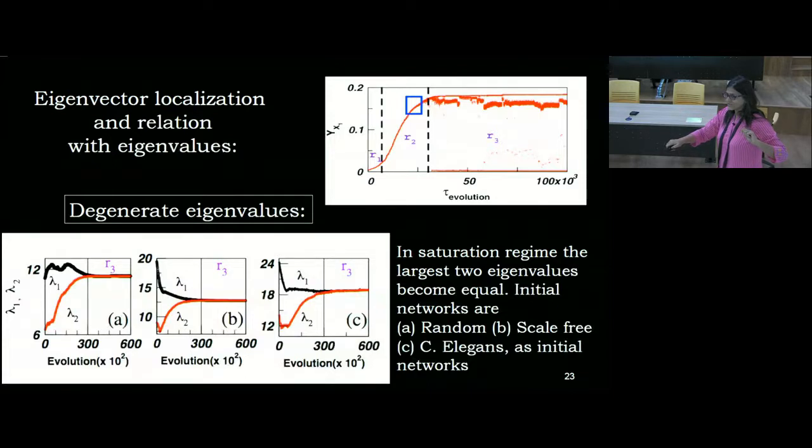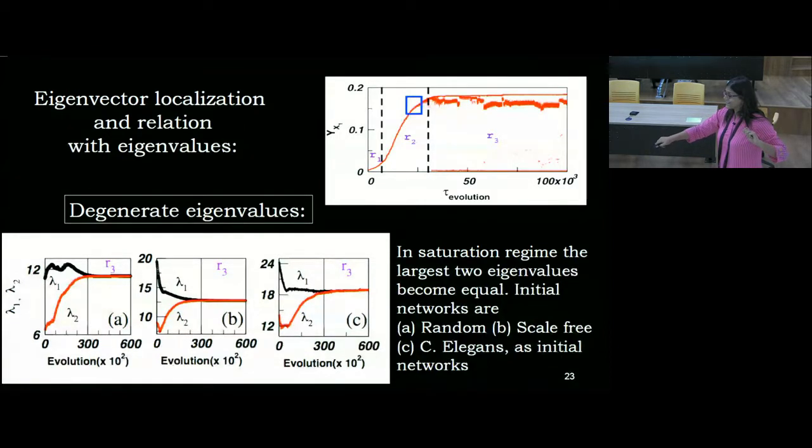So you start with very high lambda 1, but here lambda 1 is decreasing and lambda 2 is increasing. Again you are getting degenerate eigenvalues exactly at the same point. R3 is the region where you start getting saturation. So as soon as you get a localized eigenvector, you have two eigenvalues which are becoming degenerate.